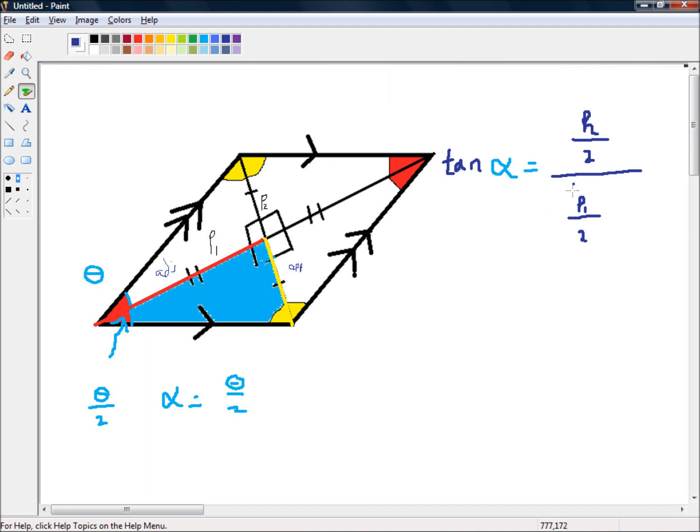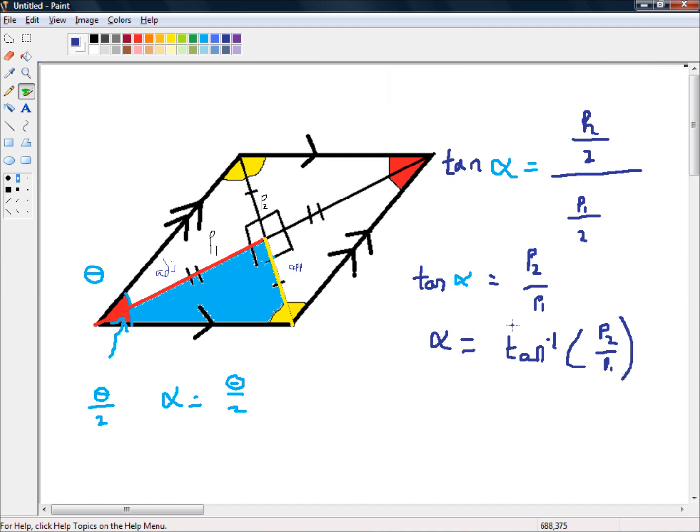Okay, so that's a bit ugly. Is there anything we can do to simplify this? Well, what if we times top and bottom of P2 over 2 over P1 over 2 by 2? We can times by 2 over 2 because that won't change the value, because 2 over 2 is just 1 and anything times by 1 is itself. So tan alpha is just equal to P2 over P1. So alpha is equal to the arctan, or the inverse tan, of P2 over P1. And now we've got our angle.